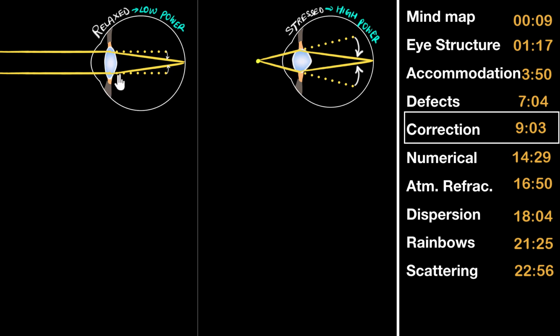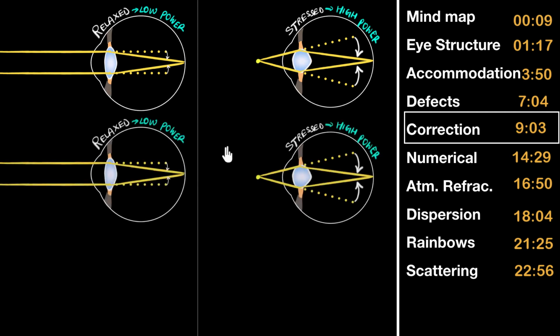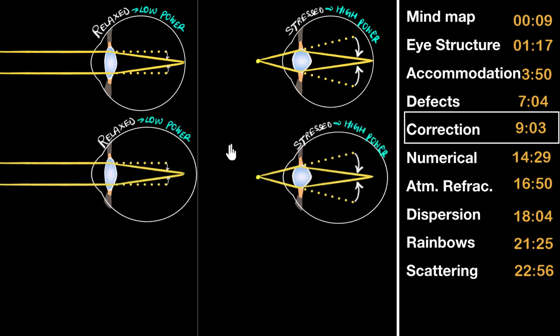Remember, if you have a normal eye, then when you're looking at things far away, your eyeballs are very relaxed and they are at the extremely low power. And when you're looking at something very close to you, your eyeballs are extremely stressed and they're at the highest power. Okay? Now let's take the same eyes and let's elongate those eyeballs and see what happens.